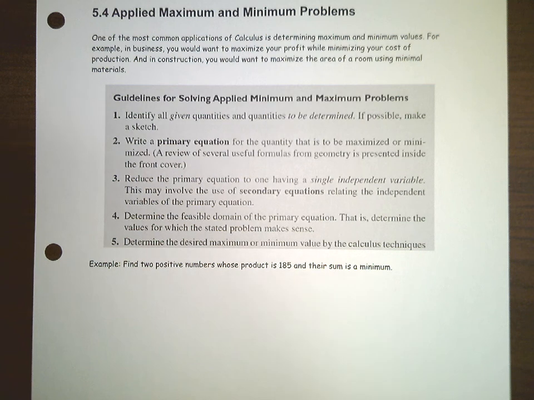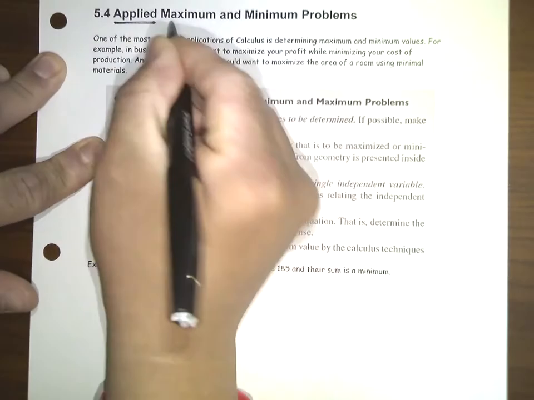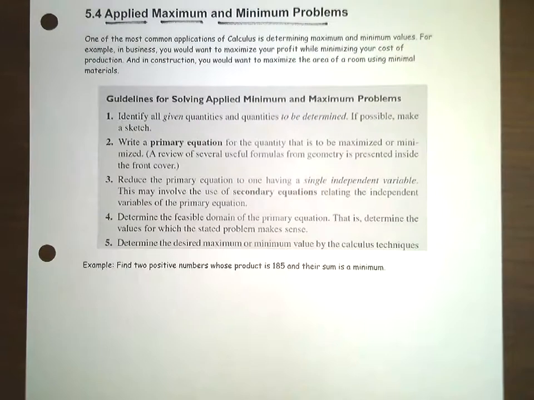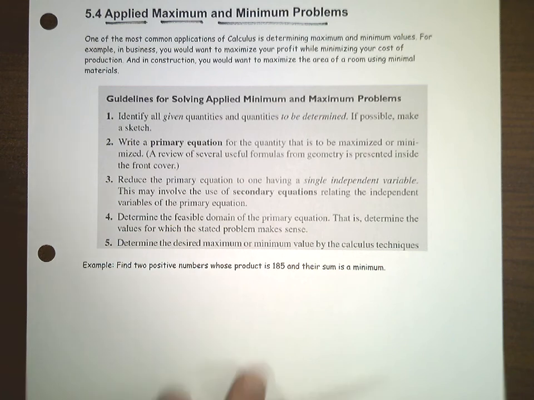So this section here again is about applied maximum and minimum problems. You can see the guidelines for solving these types of problems right here on your screen. What we're going to do is just go through some examples, like four or five of them, of going through this procedure.